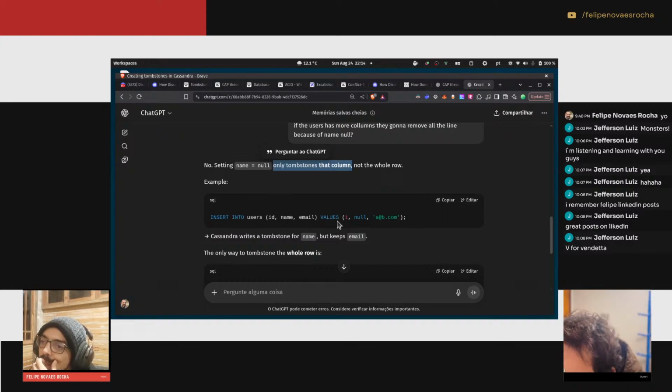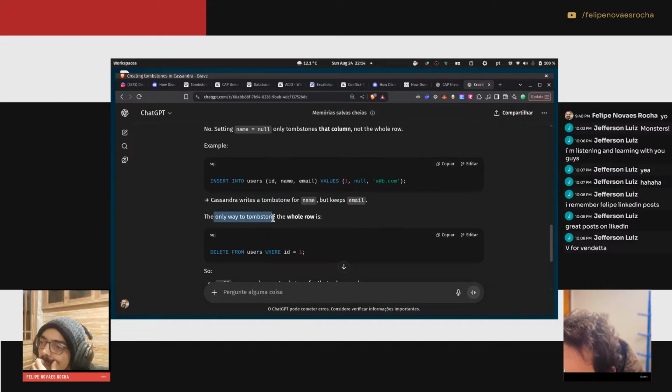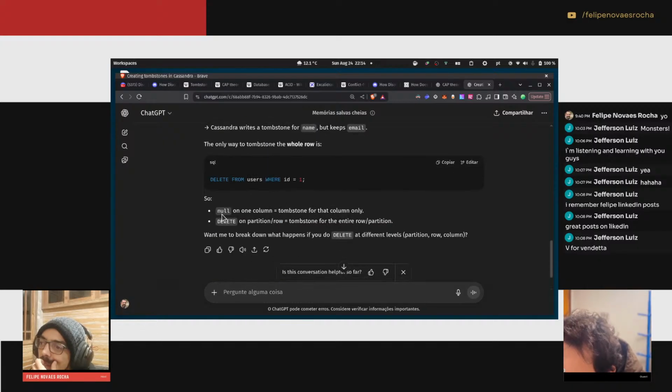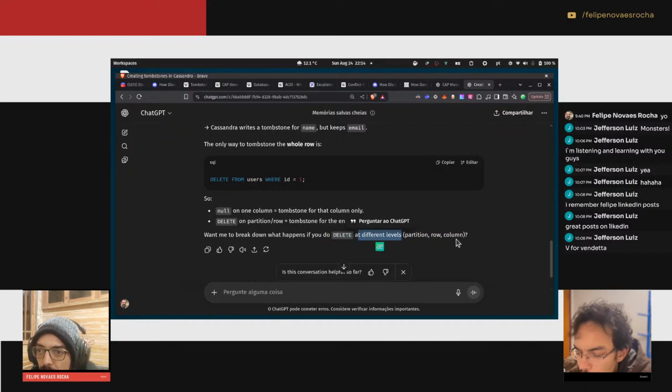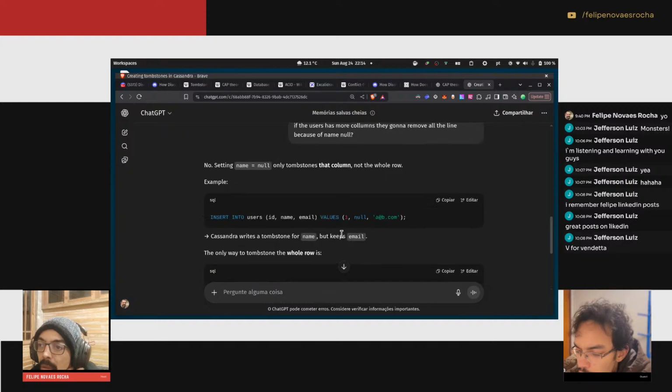Really? Not the whole row. For name but keeps email. The only way to tombstone. So they said the delete also works in different levels, for rows that we are used to do, by column or by partition. Yeah, that's advanced stuff. Cool stuff. I can't see that in my mind yet.